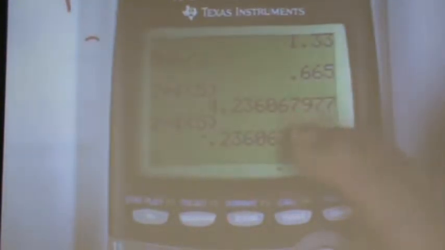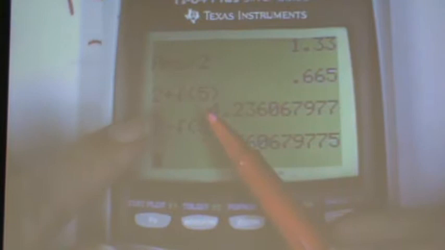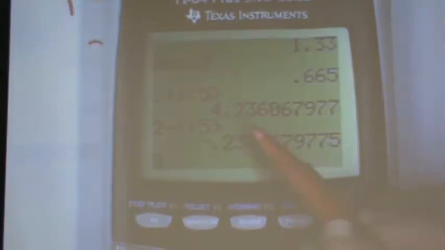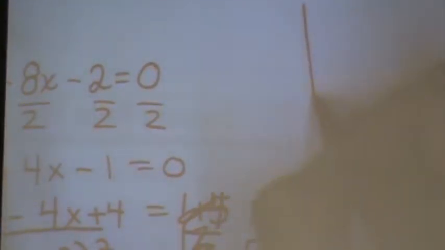So these 2 are estimated answers, but 2 plus root 5 and 2 minus root 5, these are exact. You have 2 exact, 2 estimated. Why do we need the estimated answers? Because when I ask you to graph this function, the 2 answers came out to be 4.23 and -0.23. These 2 are telling me that my graph is going to cross the x-axis right about here, which is about 4.23, and right over here.